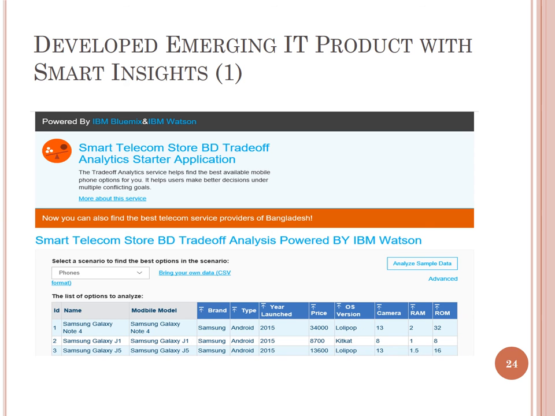Using IBM Bluemix product sets and Watson Analytics, this service has been provided with the emerging IT product that has been developed for the startup company. The Smart Telecom Store PD trade-off analytics starter application has all the datasets included. Users can explore the data themselves and analyze which mobile phone they should choose. They can also use Watson's intelligent platform to analyze the best matching products for themselves.